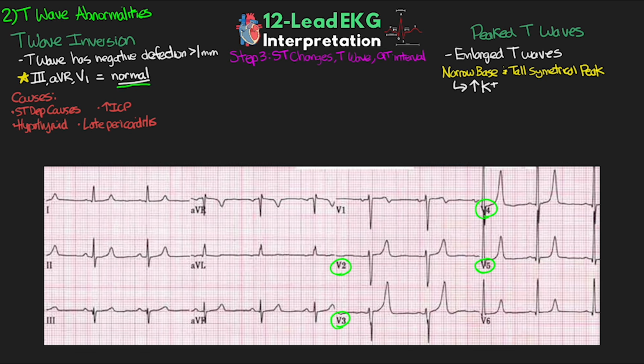If you remember that memory mnemonic of hyperkalemia, we're looking for peaked T waves, we're going to see this with a narrow base, tall symmetrical peak. In our example here, that's actually what we see. Now, if we do have peaked T waves, but we've got a wide base and we've got an upsloping or asymmetrical peak, this could actually be the sign of early STEMI before we begin to see those ST elevation changes, as well as we can also see T waves that look like this with vasospasm.